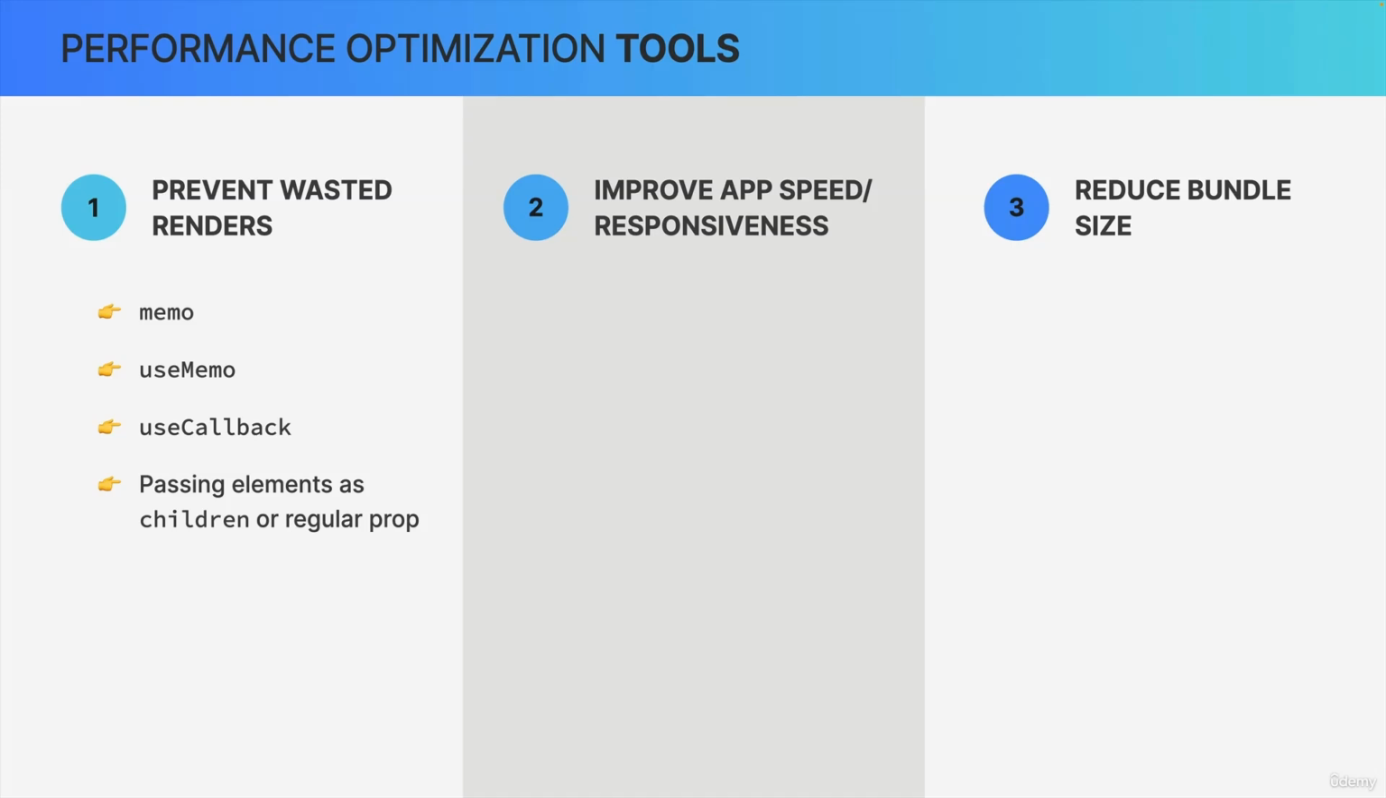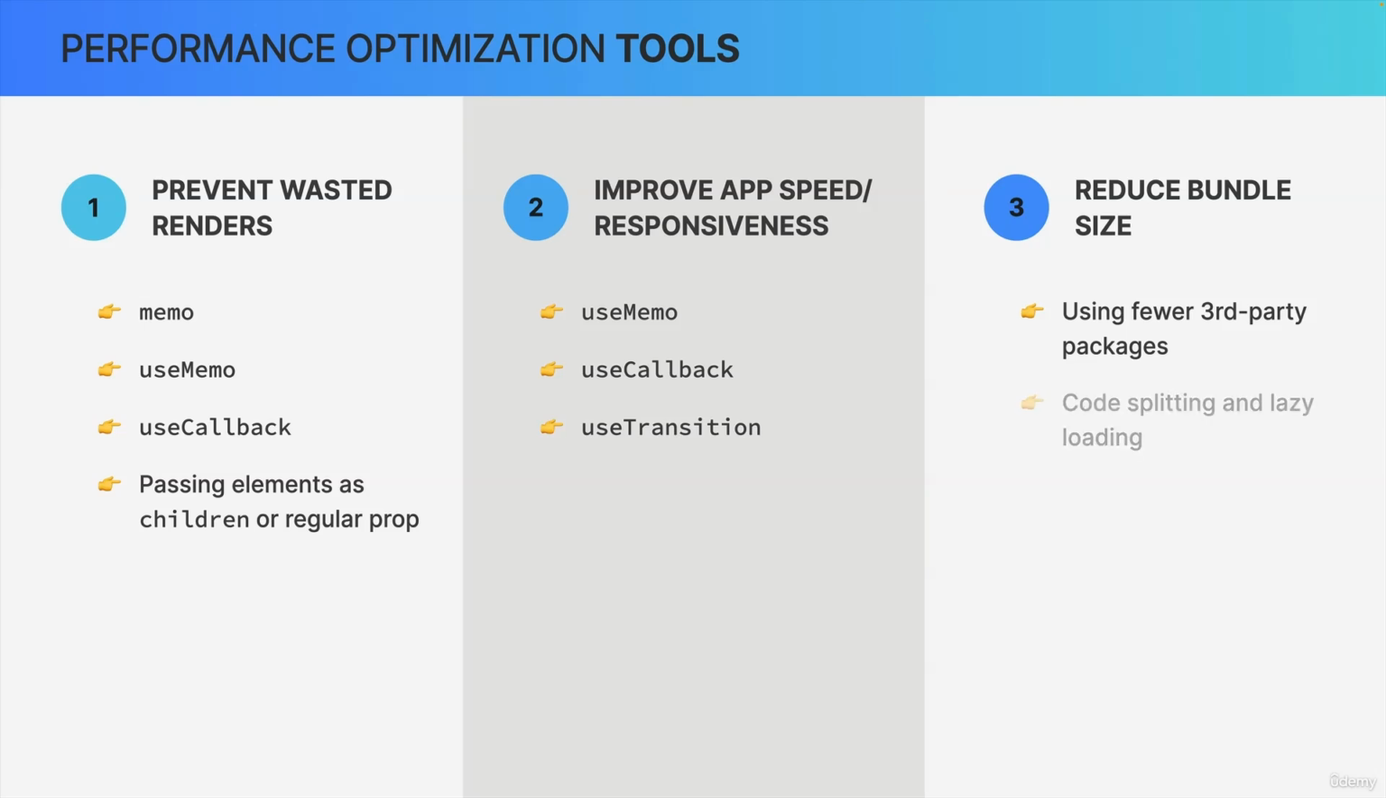Now, to improve the perceived app speed, we can again use the useMemo and useCallback hooks, and we can also use the modern useTransition hook. And again, more about these later. Finally, we can reduce the bundle size simply by using fewer third-party packages in our code base, and we can also implement code splitting and lazy loading.